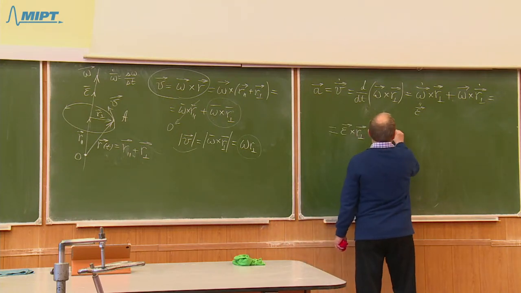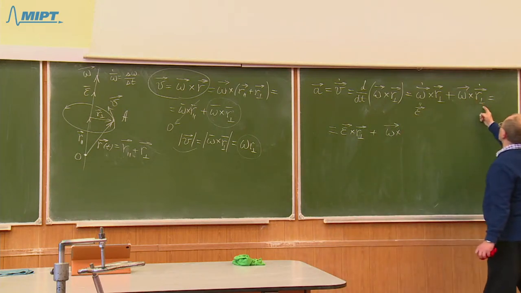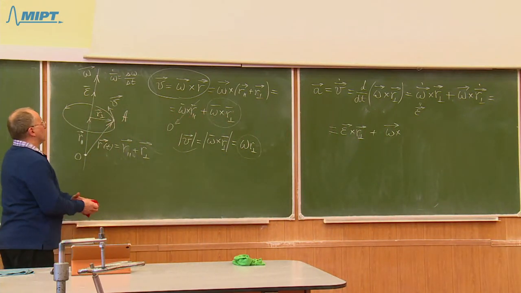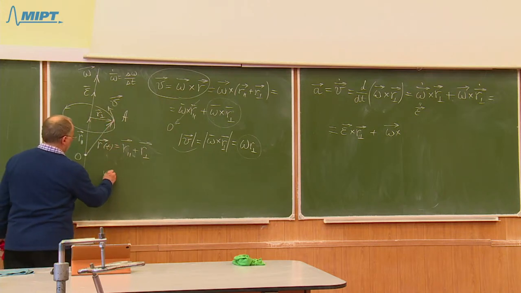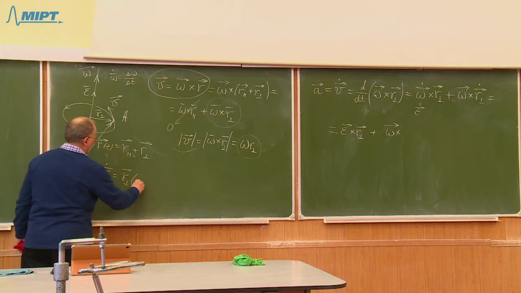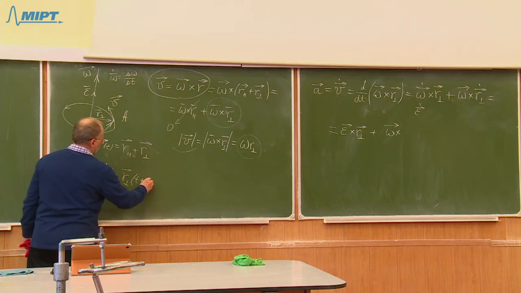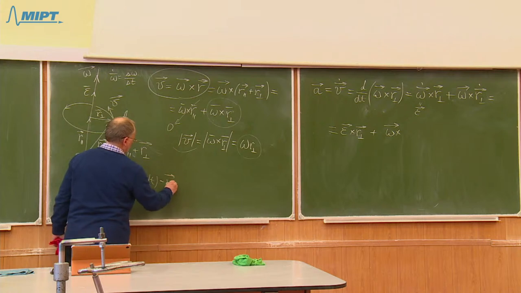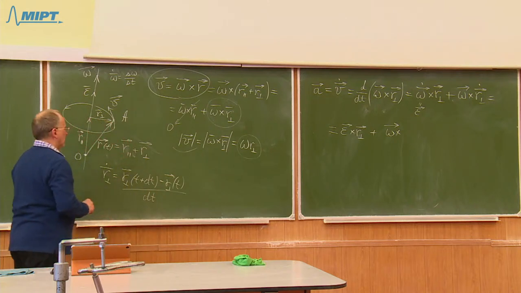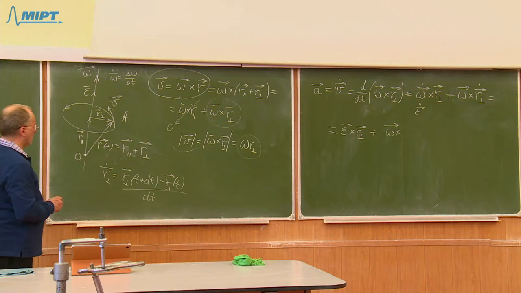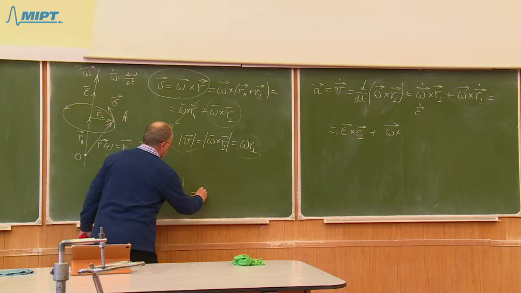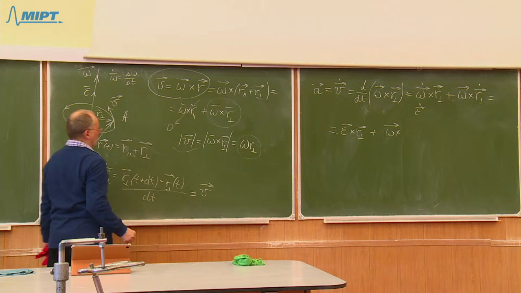And the second term will give you what is vector r dot. By definition, r perpendicular dot is r perpendicular at time moment t plus dt minus r perpendicular at time moment t, divided by dt. Actually, this is just the velocity, the vector of velocity v.